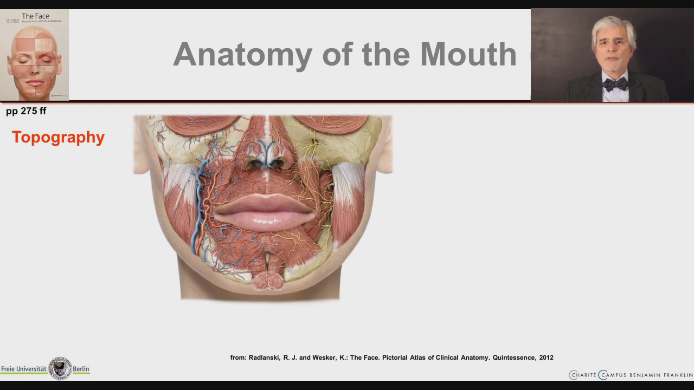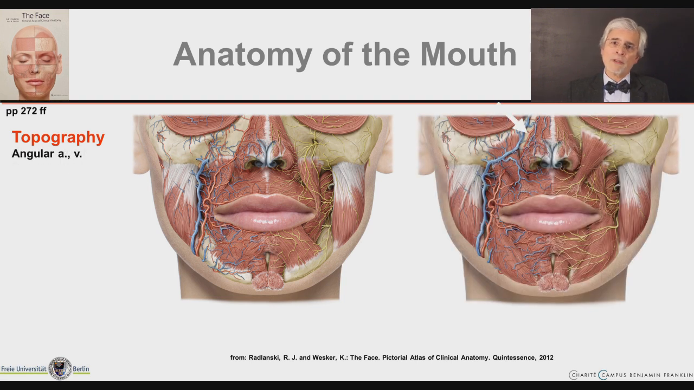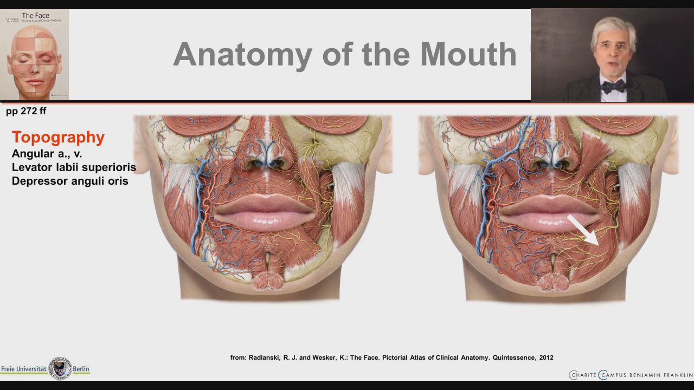Now let us put some more muscles on it, so let's go one layer higher. Now here we have the levator anguli oris muscle covered by the blood vessels and the nerves that you now already know. And the depressor labii inferioris, of course, also now with its blood vessels and nerve supply. On the right side of the image, we are now one layer higher, and we can see the angular artery and vein, and underneath the levator labii superioris, and below the mouth, the depressor anguli oris muscle.